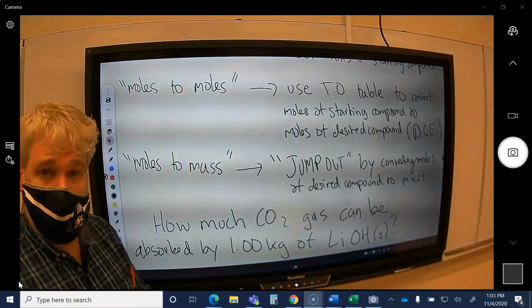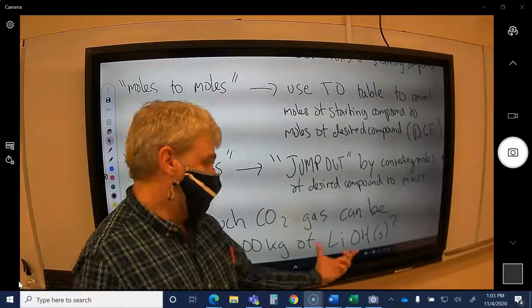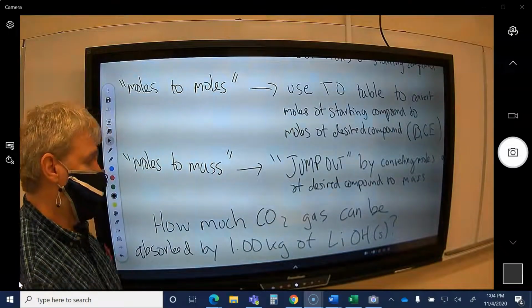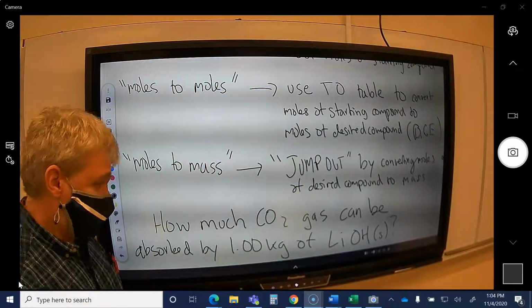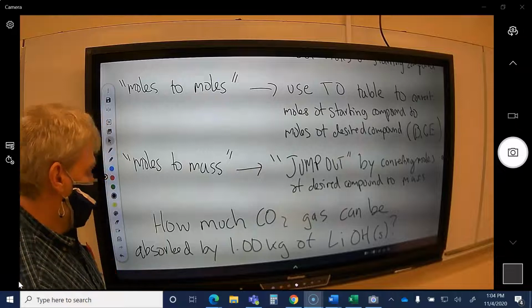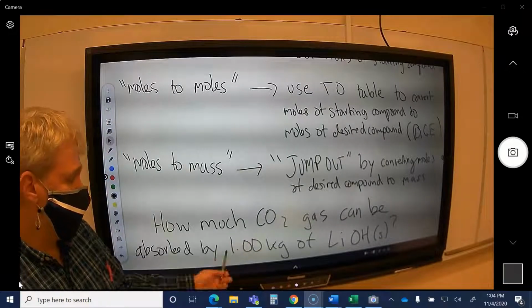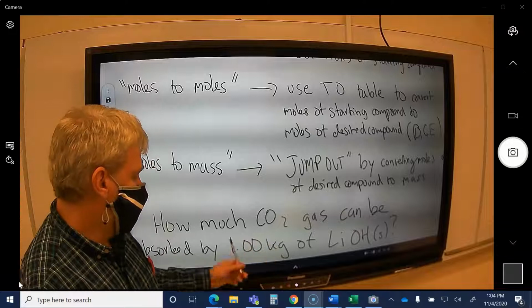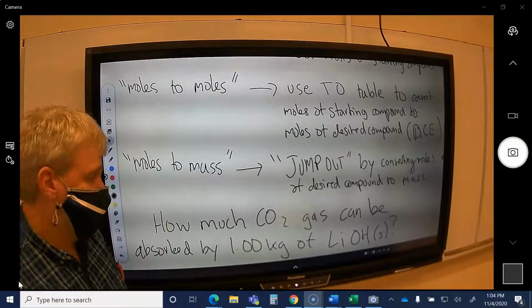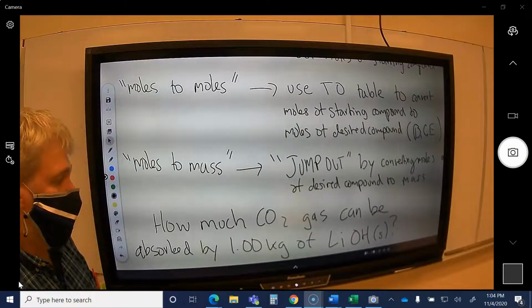And so chemical scrubbing is a way that can be done, and lithium hydroxide is a compound that can be used to chemically scrub carbon dioxide out of the air. And so this question is asking us how much CO2 we could scrub out of the air if we're using up 1 kilogram, 1.00 kilograms of lithium hydroxide.